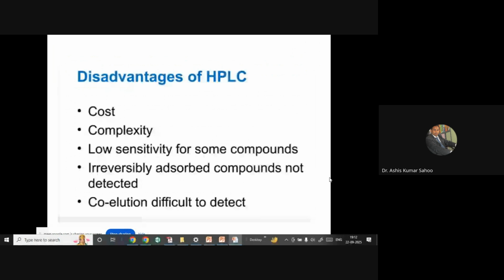SPS is something that is very difficult to afford in a research background. So this is the complexity. The instrumentation is very complex. We need maintenance in a period of time. More sensitivity of some compounds, irreversible, the compounds not detected, pollution difficult to detect.